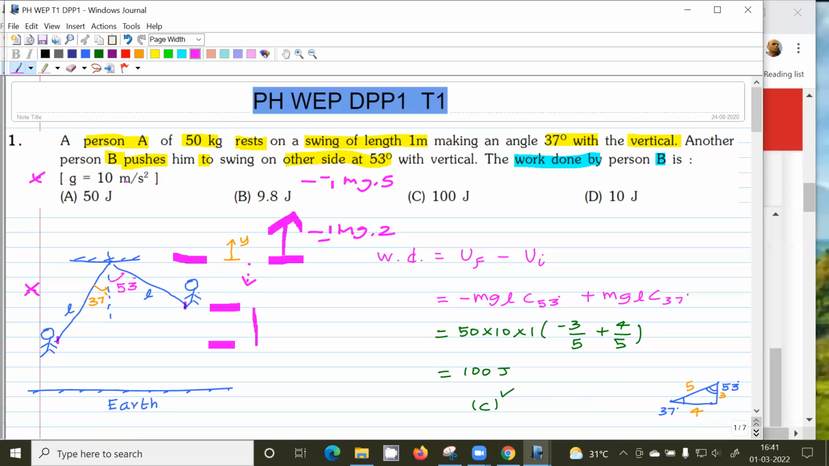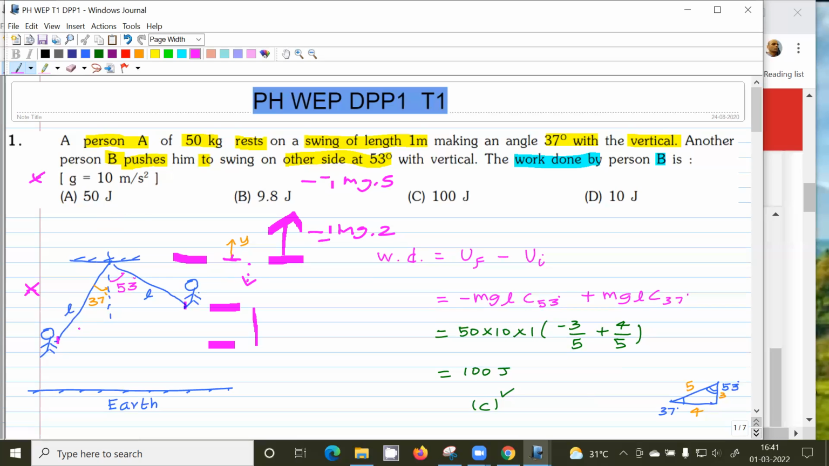Which concept? Choosing this reference. No, choosing the reference is clear. Yes, sir. And I have to choose the upward direction as positive. Yes, sir, that is clear. So, okay, then it's trivial.